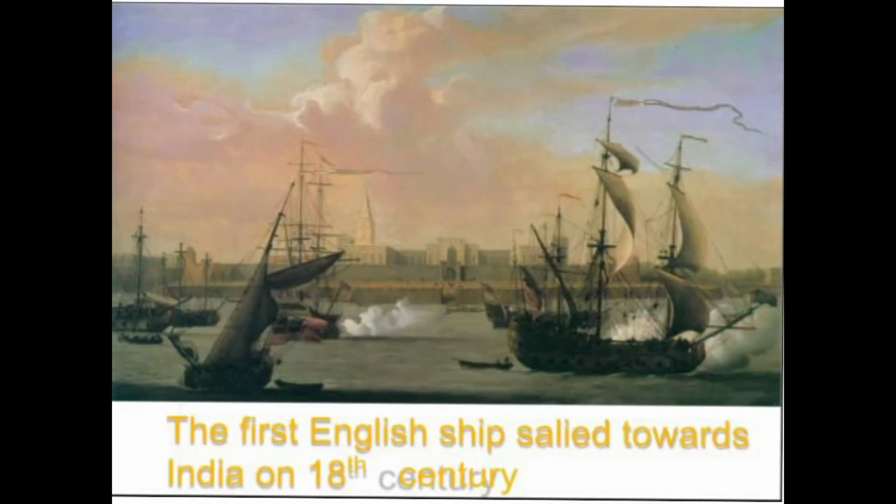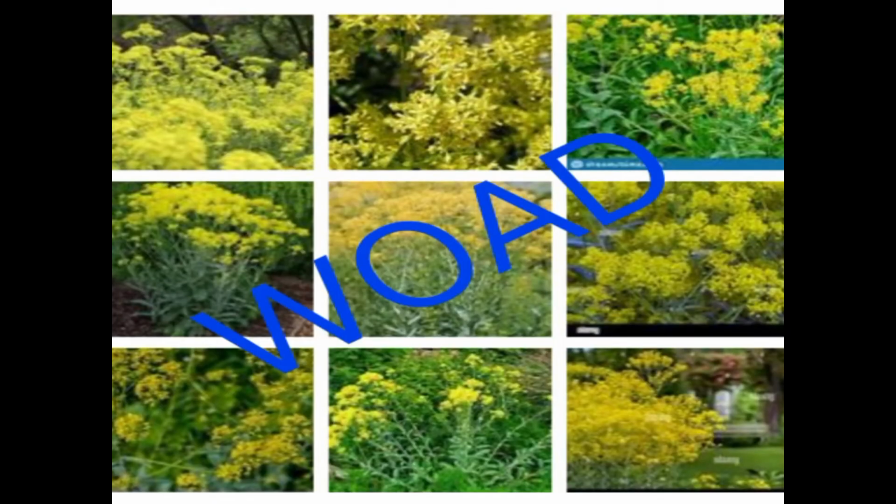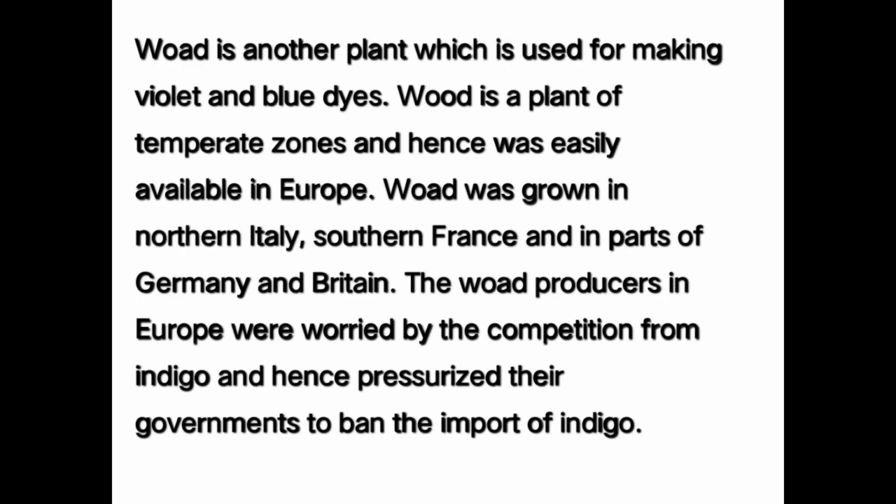This is the first English ship that sailed towards India in the 18th century. All these ships were carrying the required amount of material from India. This is woad, which is a competitor to indigo. The Eastern countries and European countries cultivated this, but they were not able to face the challenge given by indigo.